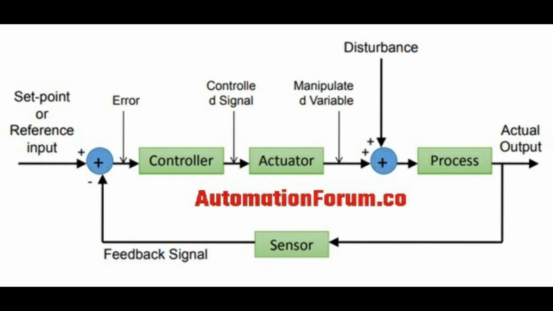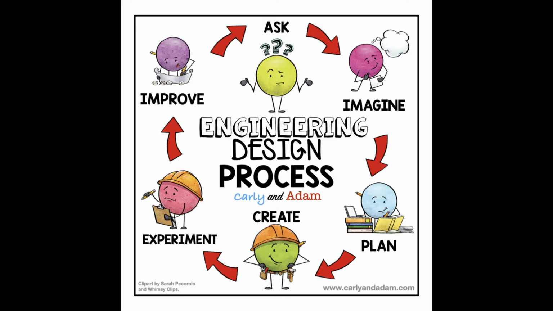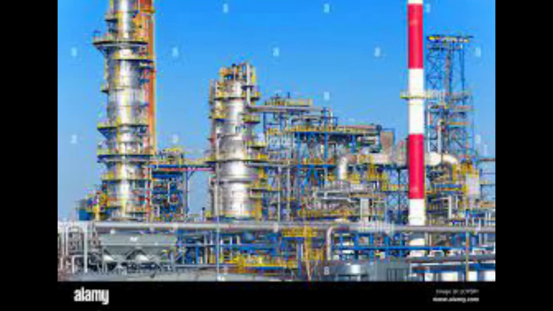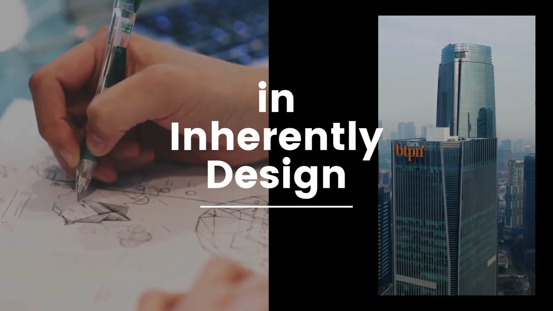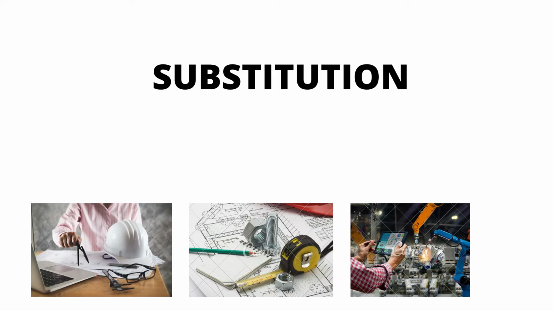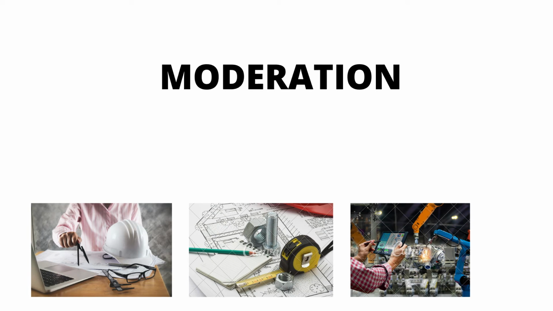The common traditional approach is to add on safety features in the system to reduce the risk. However, in inherently safer design, we eliminate or reduce significant hazards from the process. There are four basic principles available in inherently safer design, including minimization, substitution, moderation, and simplification.